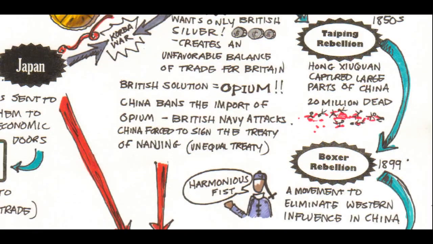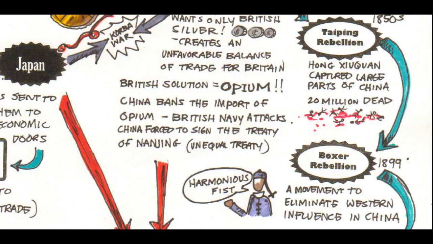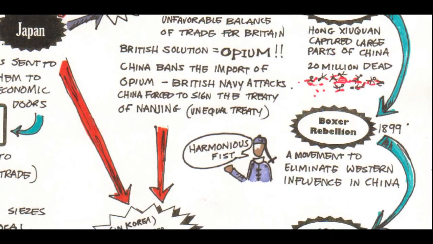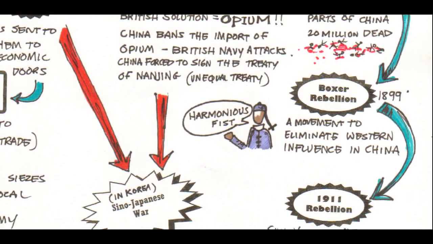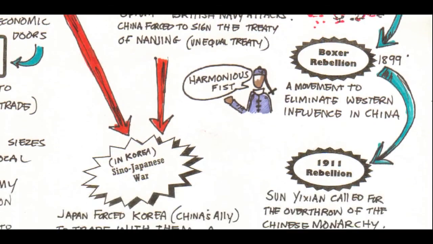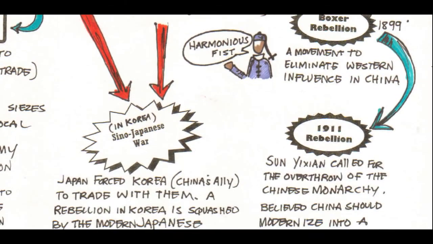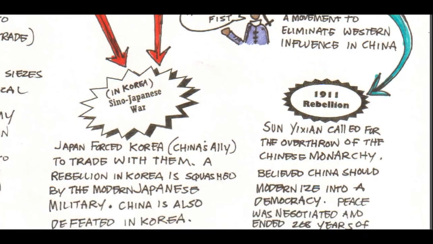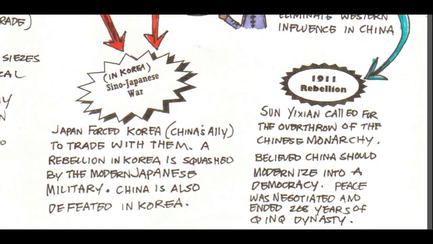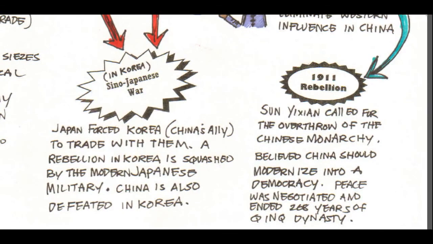Now, out of this, we have several different rebellions. We have the Taiping Rebellion, which occurred in the 1850s, the Boxer Rebellion, which occurred in 1899, and eventually the 1911 Rebellion, which is where we see the final overthrow of the Chinese dynasties, and China then changes from being a dynasty into a democracy and begins to modernize.